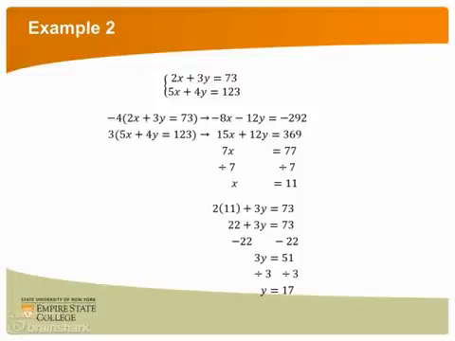To check our answer, we substitute 11 for x and 17 for y in the second original equation. 5 times 11 is 55, and 4 times 17 is 68. 55 plus 68 is indeed 123, so the solution checks.